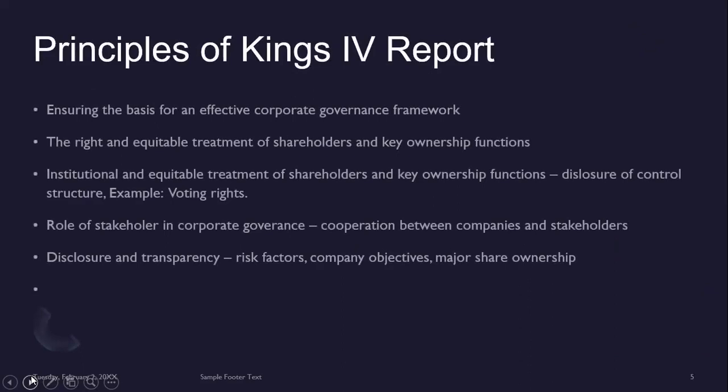So the principles of the King's 4 report: number one, ensuring the basis for an effective corporate governance framework. Number two, the right and equitable treatment of shareholders and key ownership functions. Shareholders are the owners of our corporate. Number three, institutional and equitable treatment of shareholders and key ownership functions. And number four, the role of stakeholders in corporate governance. Stakeholders are basically everyone who is involved in the organization or the corporate. We also have disclosure and transparency, for example, risk factors, company objectives, and major share owners.